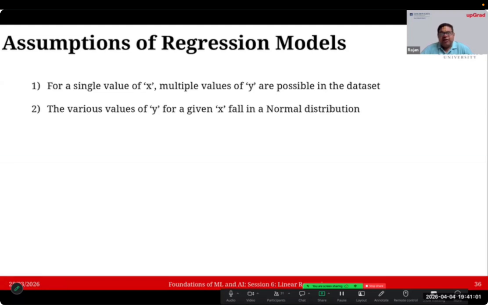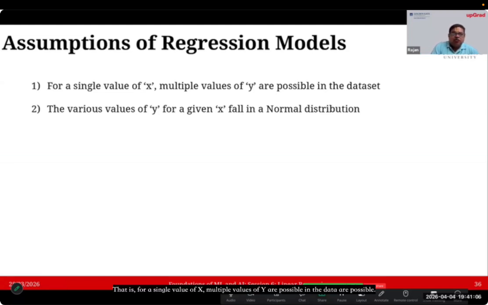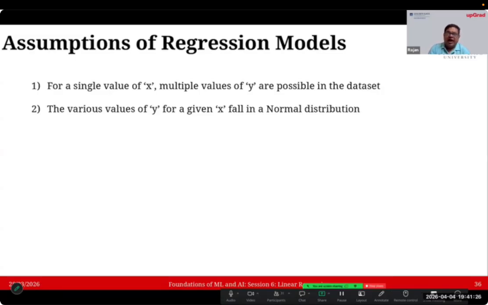we come to the second assumption, which we have not mentioned at all. That is, for a single value of x, multiple values of y are possible in the data set. That's key. If multiple values of y are possible, then these y values should be distributed in some manner. There should be some distribution. And this is the second assumption we make.